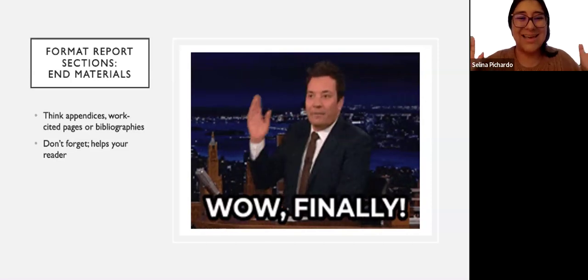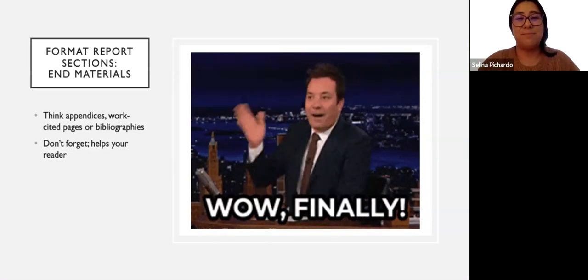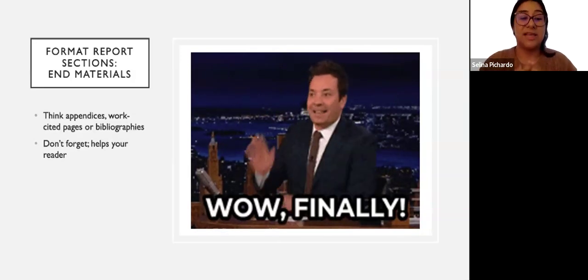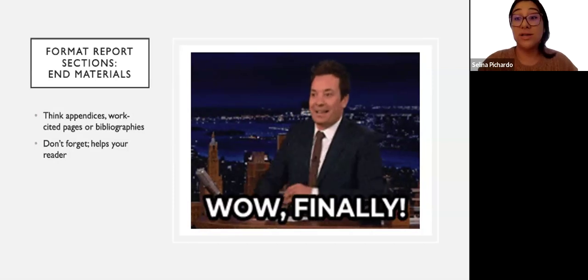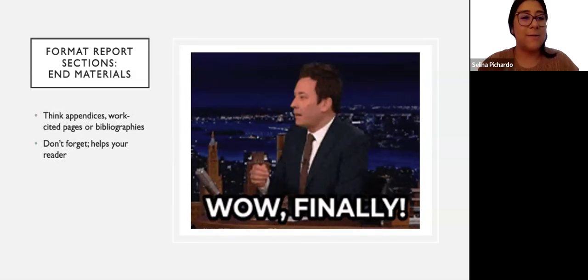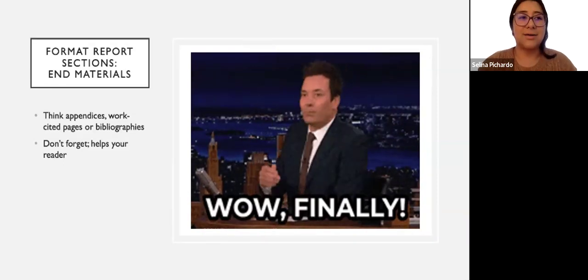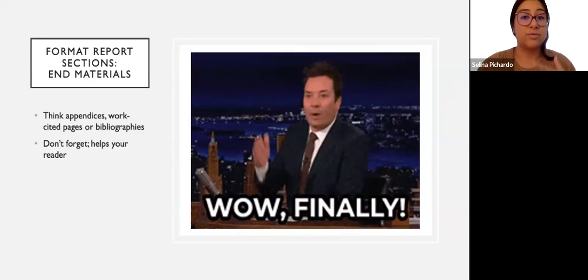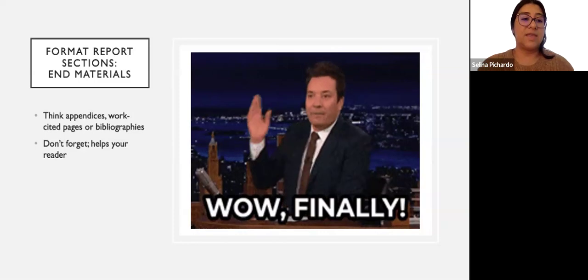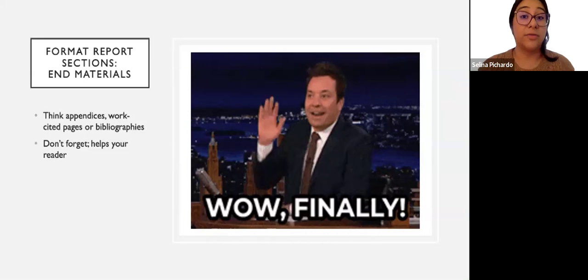And lastly, end materials. You've heard me mention charts, tables, appendices. So this is the end material. Think your appendices. Think works cited page, bibliographies. Make sure you are including those end materials at the end of your report. Don't forget, because it helps your reader grasp more, like with charts. It might help them understand more of what your research is trying to say. They can use your bibliography to reference a study and go back and look up something on their own.